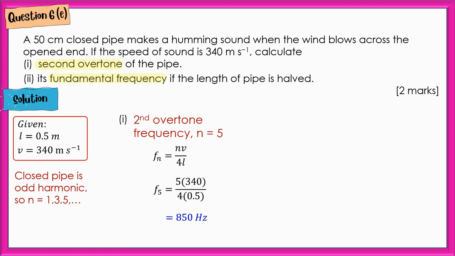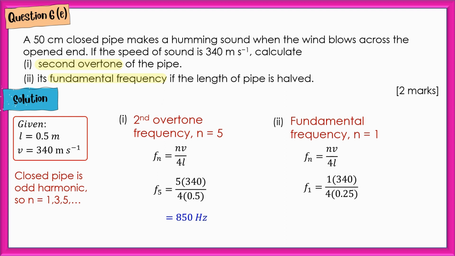you will get that the second overtone frequency is equal to 850 Hz. For the fundamental frequency, if the length of pipe is half, we know that fundamental frequency n is equal to 1. We use the same equation and substitute. But in this case, our L is half from initial length, so our L is actually 0.25. When you calculate, you will get that the fundamental frequency is equal to 340 Hz.